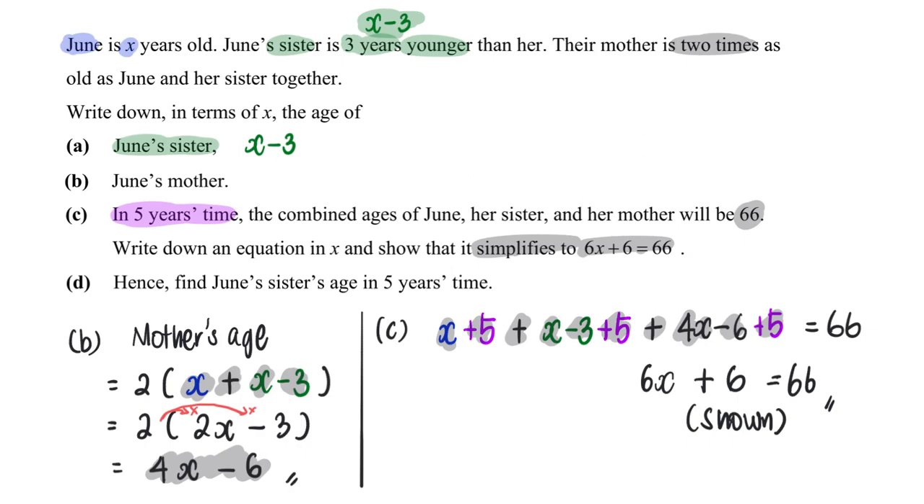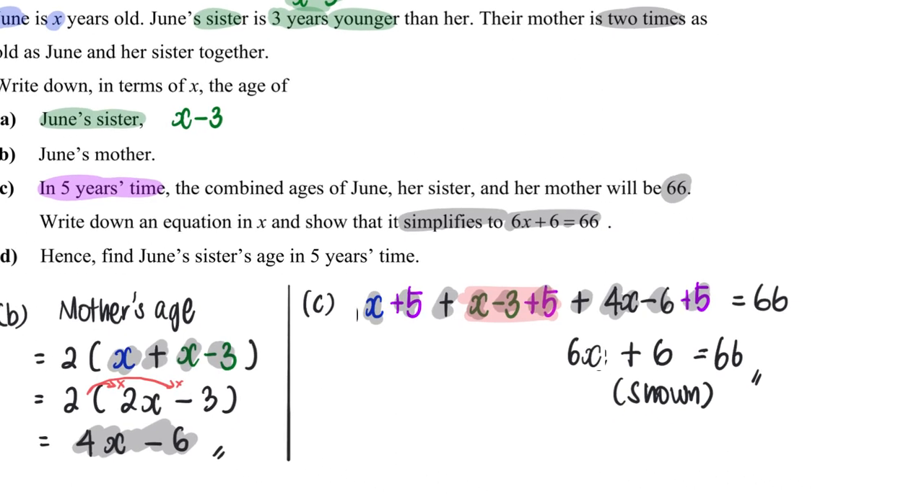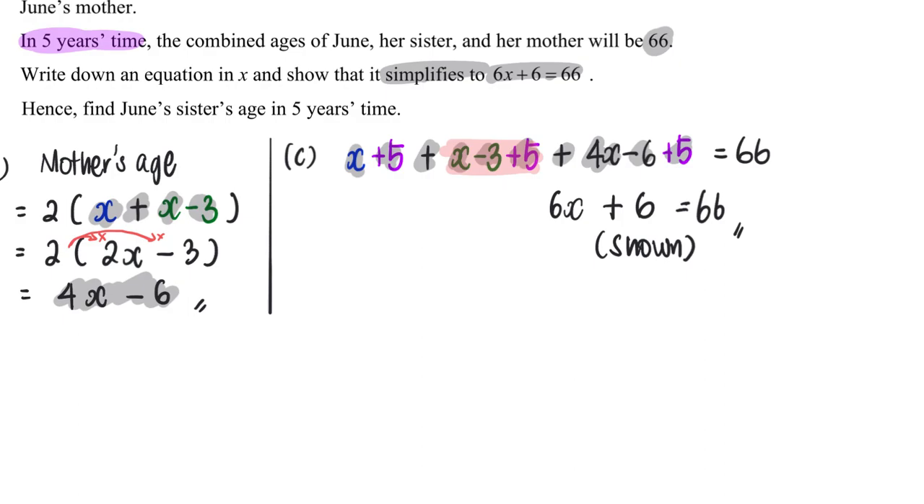And hence, find June's sister's age in 5 years' time, which is this particular expression here. Of course, we must first find what is the value of x. So for part D, I'm going to just move up. For part D, I will start off with 6x plus 6 equals 66. I'm going to solve this.